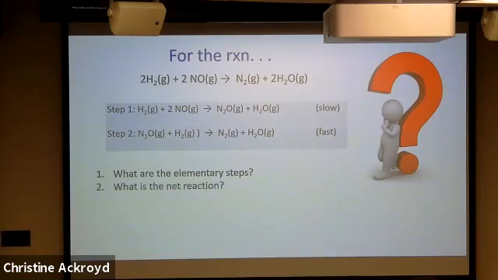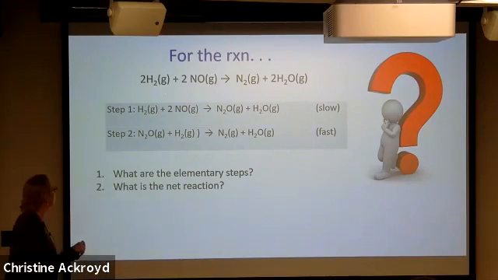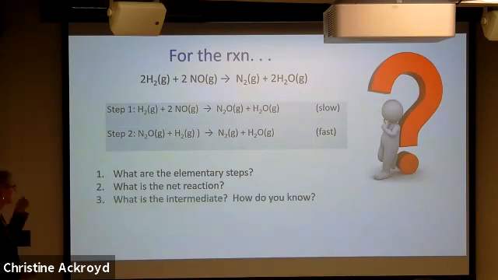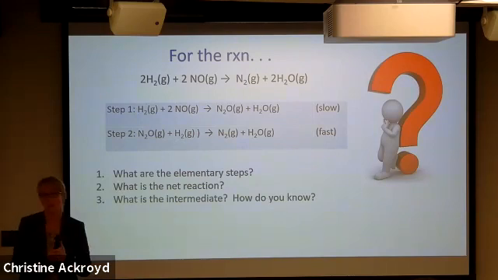Terminology, net reaction. What is a net reaction? So the net reaction only includes the total number of starting materials and the total number of products. Okay, in this case, hydrogen is a starting material. Nitrogen monoxide is a starting material. But this hydrogen is also a starting material. Okay. And tell your neighbor what the intermediate is and how you know that it's an intermediate.